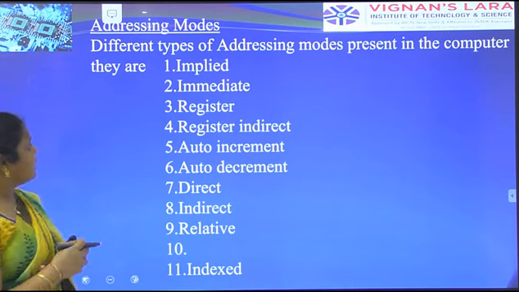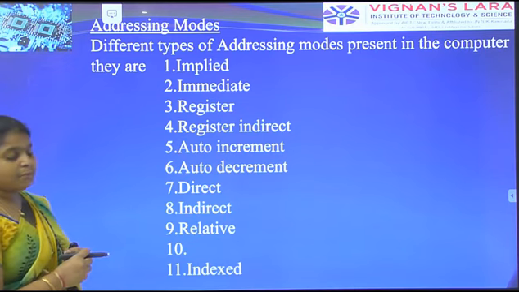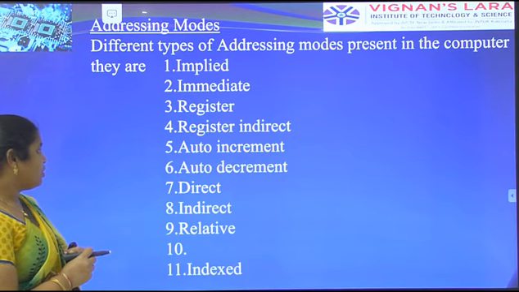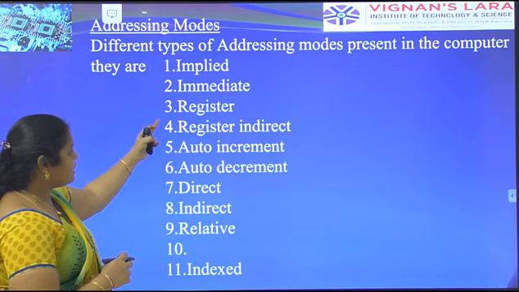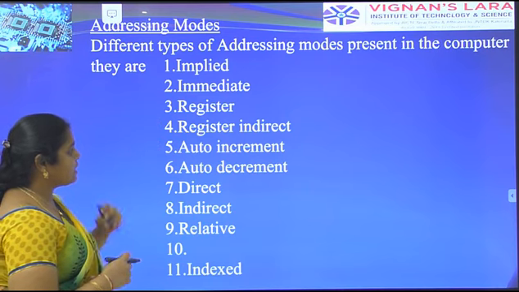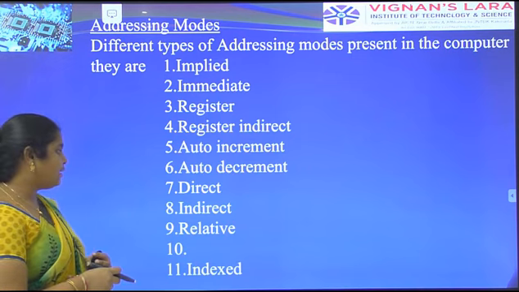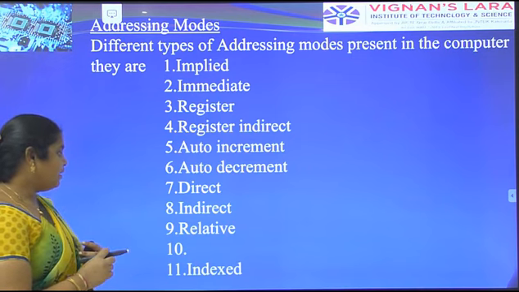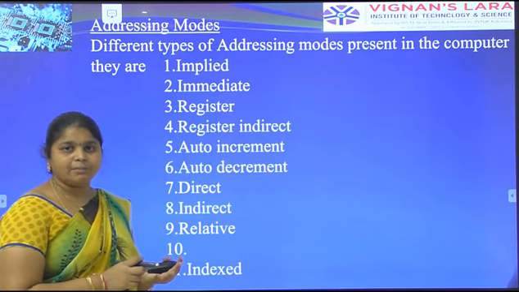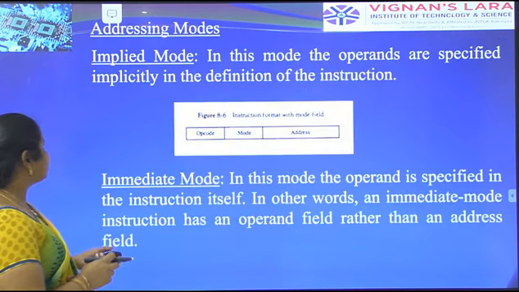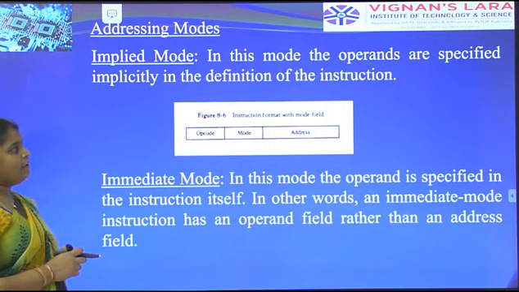These are the different types of addressing modes. Here we have 11 types: implied addressing mode, immediate addressing mode, register addressing mode, register indirect addressing mode, auto increment, auto decrement, direct and indirect, relative, and indexed addressing modes. First, we will see the implied addressing mode.